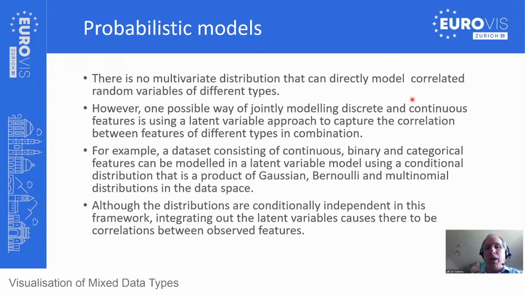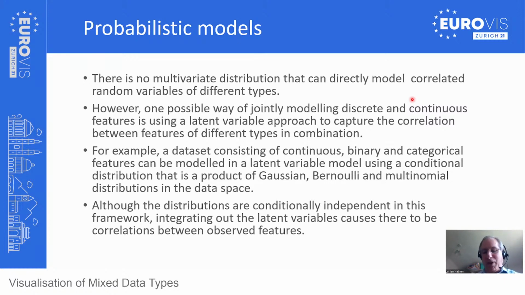And what we'll do is have this latent space, which will be continuous because we'd like to visualize in it, but have different distributions for the different types of data. And although the distributions are conditionally independent in this framework, when we integrate out the latent variables, we get the correlations that we want to see later.